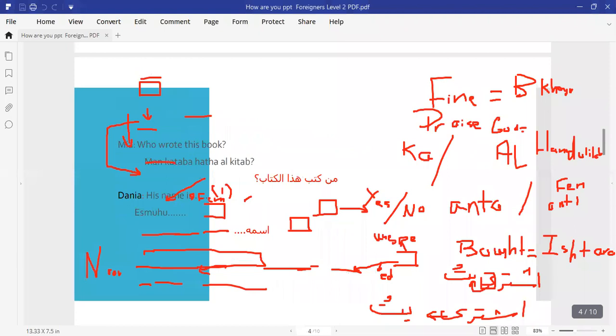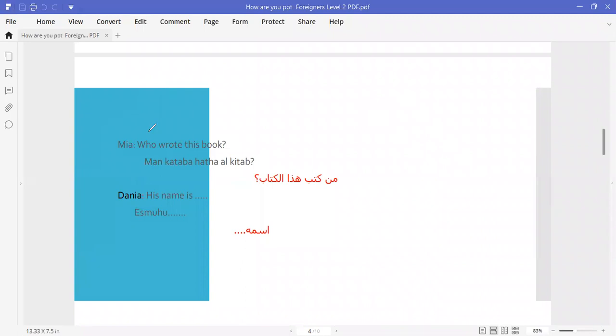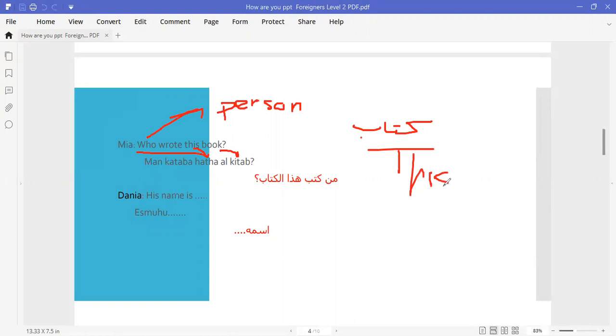Now we continue. This page is a continuation of the dialogue. Now, Mia said, who wrote this book? Because this book is unspecified, who is what? Here I'm asking about a person. When I'm asking about a person, we knew that we have to use man. Who wrote this book? Book is what? Kitab. Okay? So man, and this is what? Hada. This is kitab. Always this is hada or hadhi, which is a demonstrative pronoun. So this is hadha or hadhi.